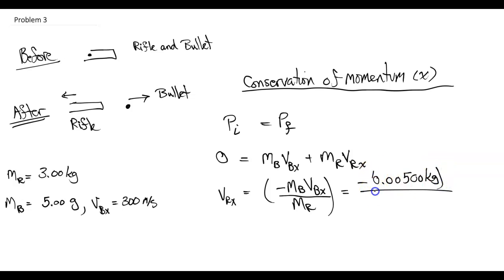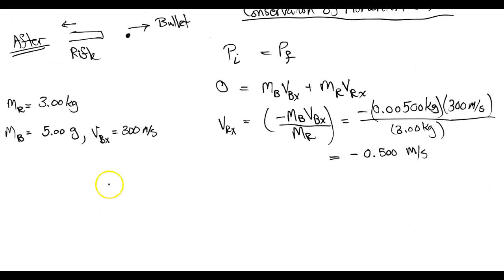multiplied by the speed of the bullet, which is 300 meters per second, and it's going to the right, so it's positive, divided by the mass of the rifle, which is 3 kilograms, and that gives us a recoil velocity of about negative 0.5 meters per second. The negative sign means the recoil is in the opposite direction of the motion of the bullet.